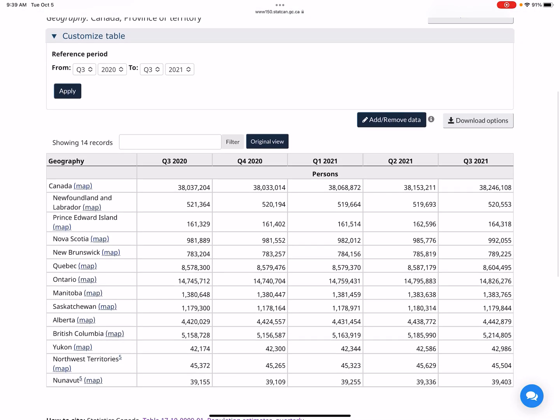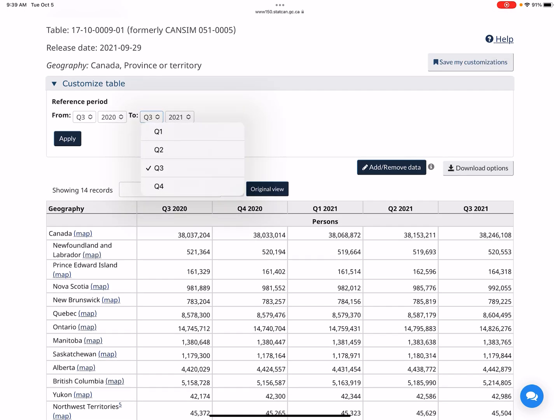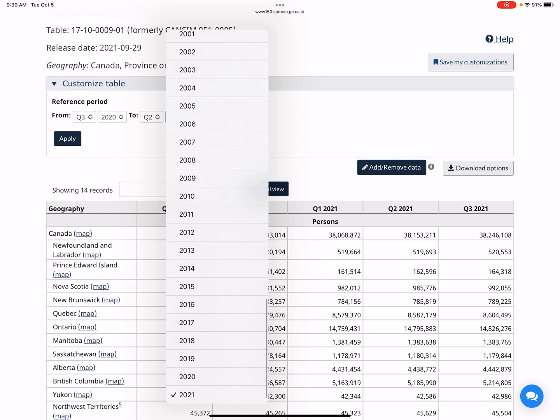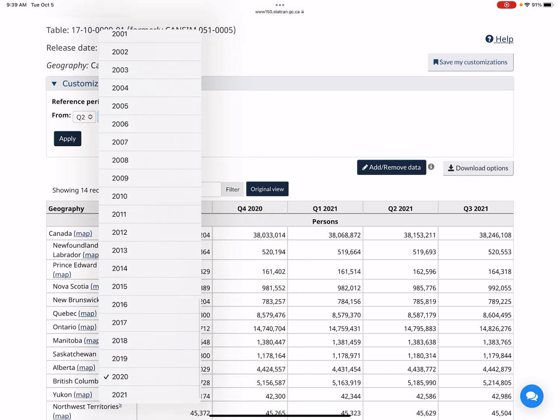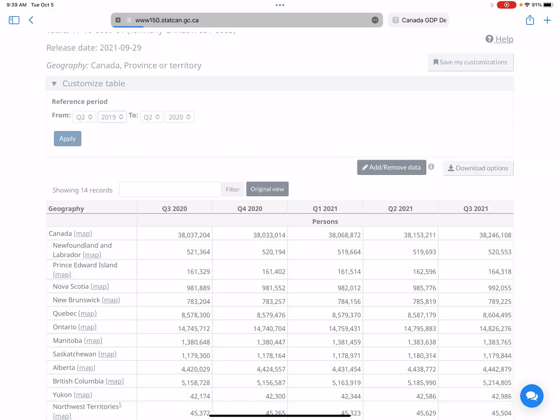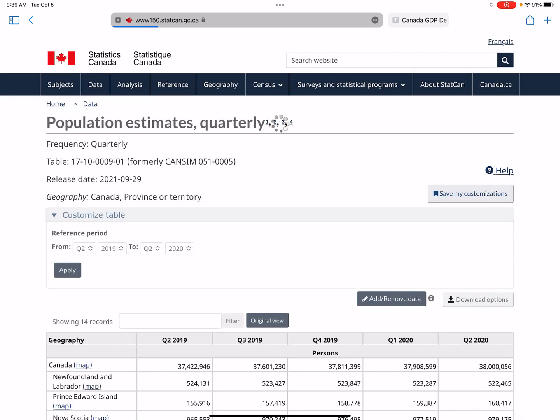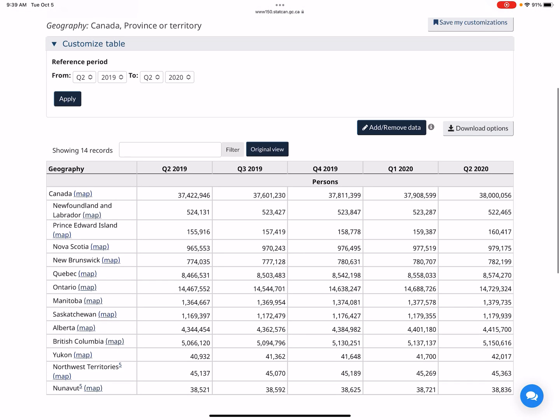And we can see here the populations by province and countrywide. And again, it's showing the most recent data. So we're seeing 2021. Well, we need Q2 from 2020 and Q2 from 2019. So let's go Q2 2020 and Q2 2019 and apply. All right, and right now we're focusing on Canada, but you can explore other provinces.